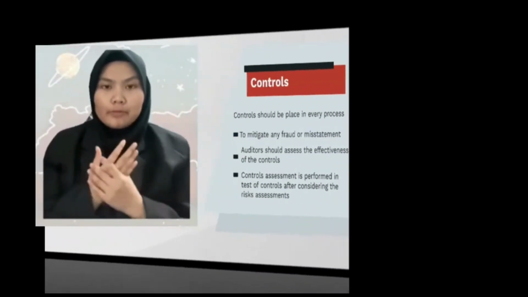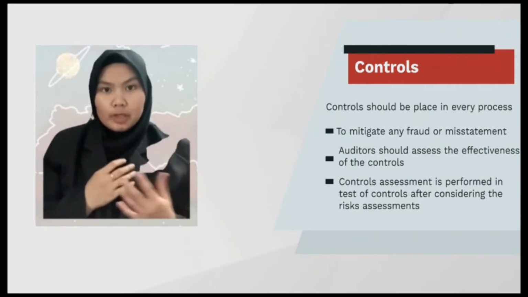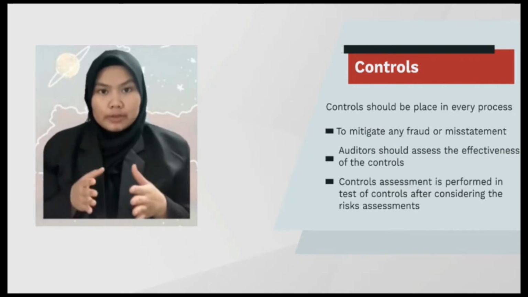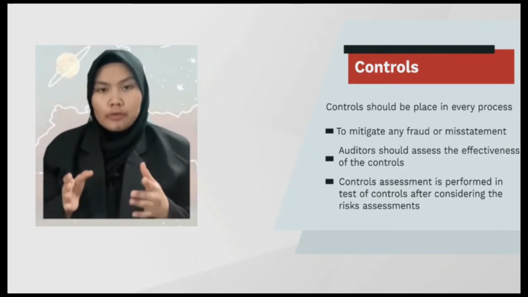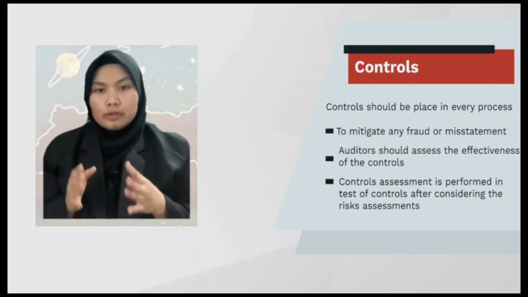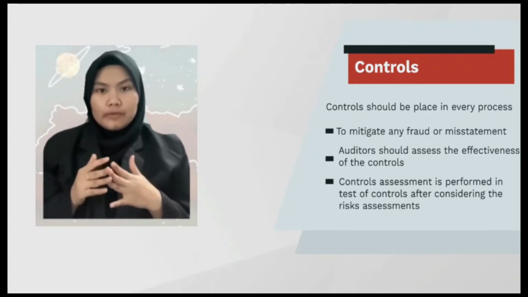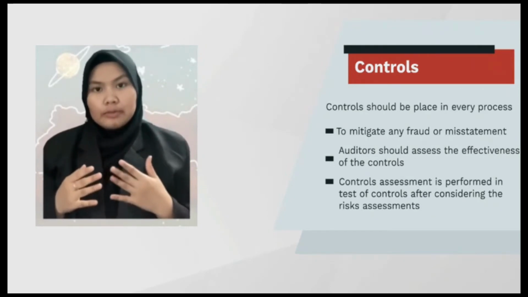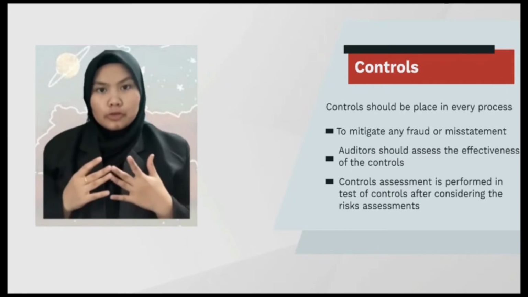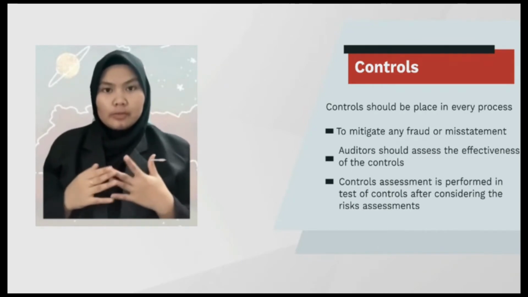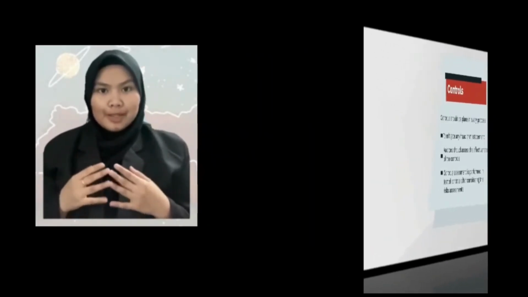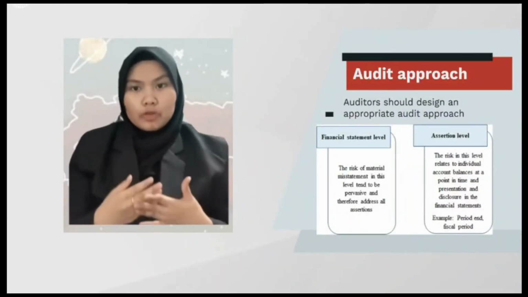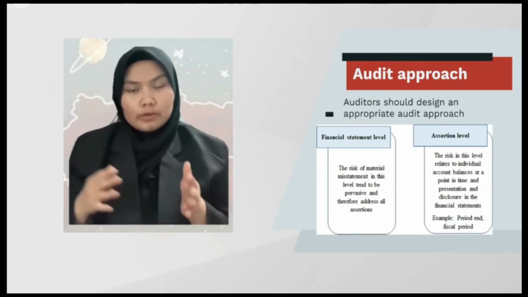In every one of the 5 processes that have been mentioned just now, the company needs to implement controls at every stage in order to mitigate or reduce any fraud or misstatement from occurring. Auditors also should assess the effectiveness of the controls taken by the company. The controls assessment is performed in the test of controls after considering the risk assessment in the client's purchase cycle. After that, auditors also must design an appropriate audit approach at both financial statement level and also assertion level.